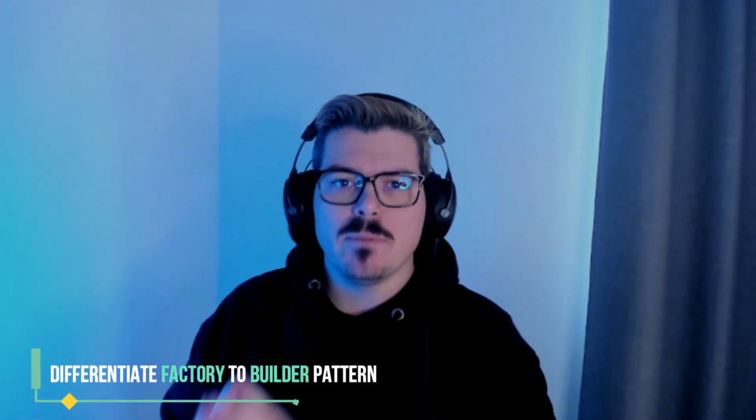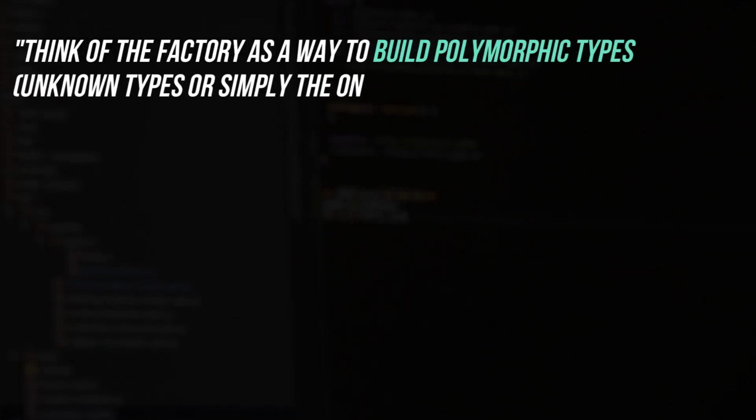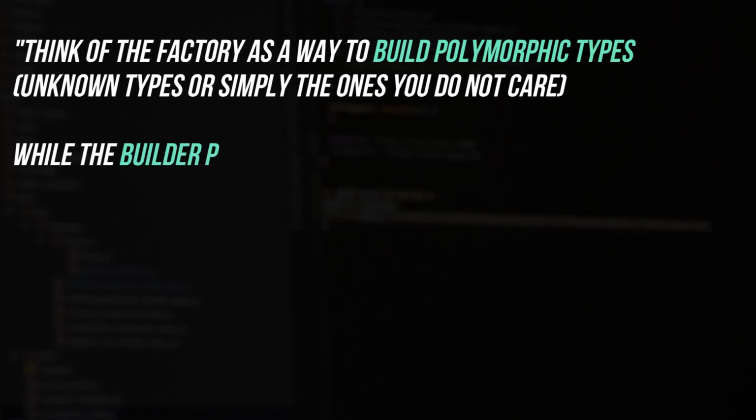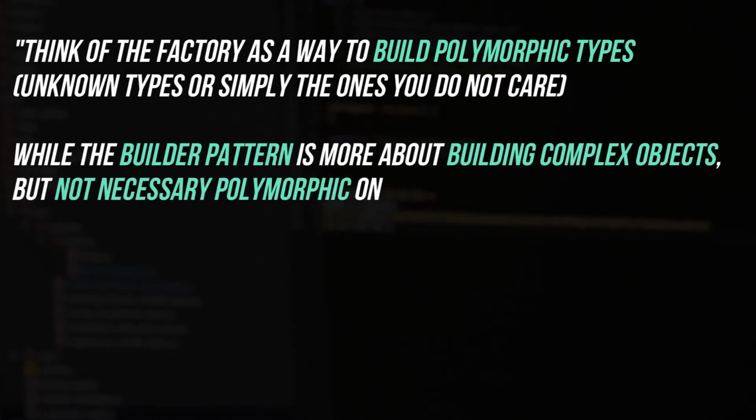And seventh, this one in particular commonly appears in interview sessions. So here it goes. What is the difference between the factory and the builder pattern? Think of the factory as a way to build polymorphic types, unknown types, or simply the ones you do not care about, while the builder pattern is more about building complex objects, but not necessarily polymorphic ones.